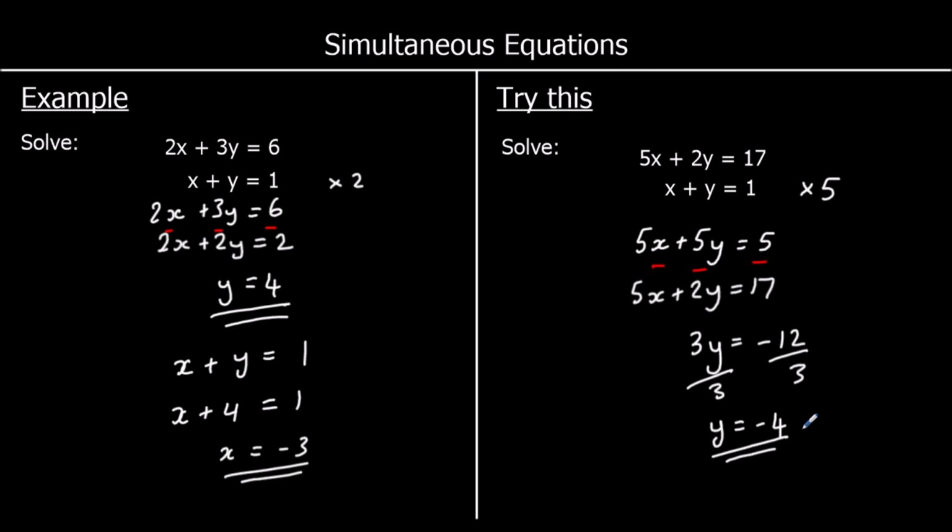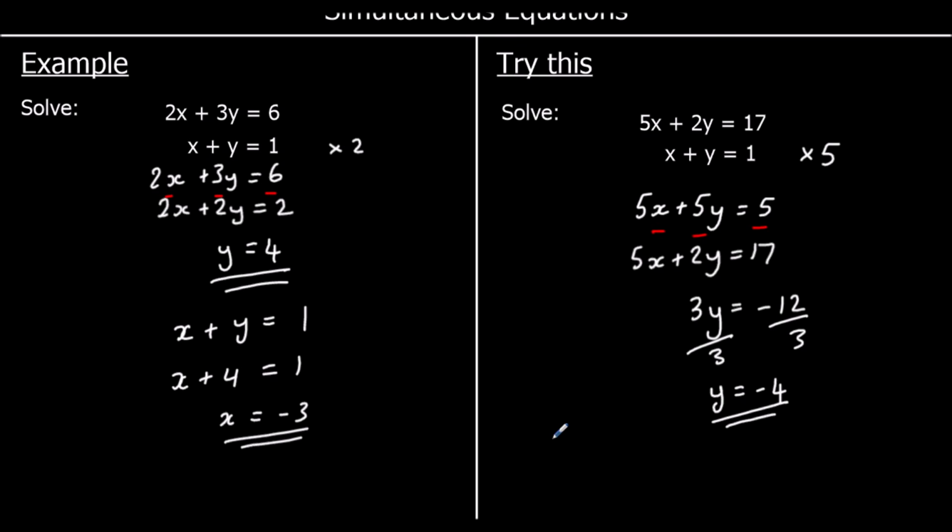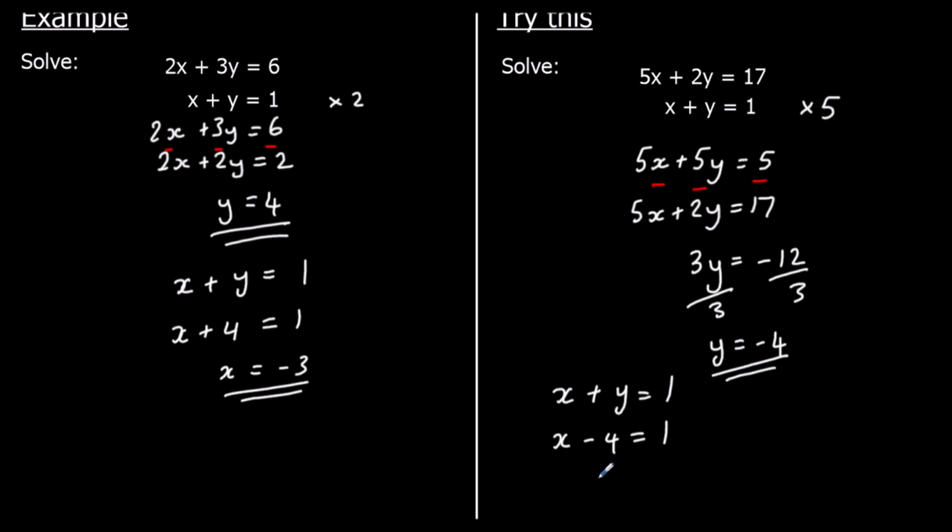And I can substitute in to one of my equations to find x. It doesn't matter which equation you substitute into, but try and pick the easiest one. So y is negative 4, so x minus 4 equals 1, plus 4 to both sides, x is 5. So we've solved the equations, we've found out what x is and what y is, and you can check your answer by substituting them in to the other equation.